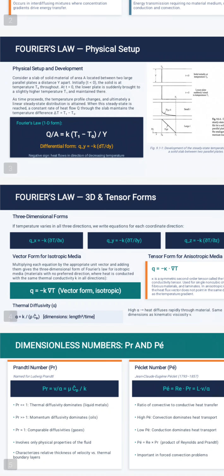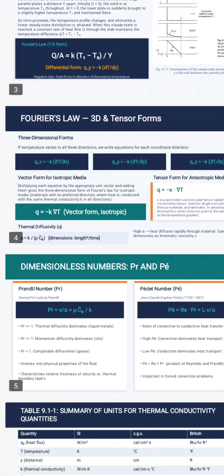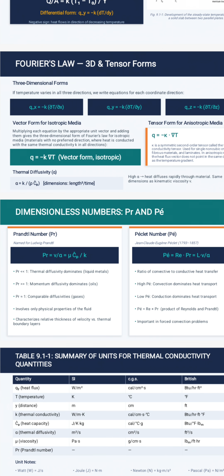Now next we will define the thermal diffusivity, which is denoted by alpha. Now alpha can be written as K upon rho Cp. Now its dimensions are of length squared per unit time. Now we will be defining some dimensionless numbers related to thermal conductivity.